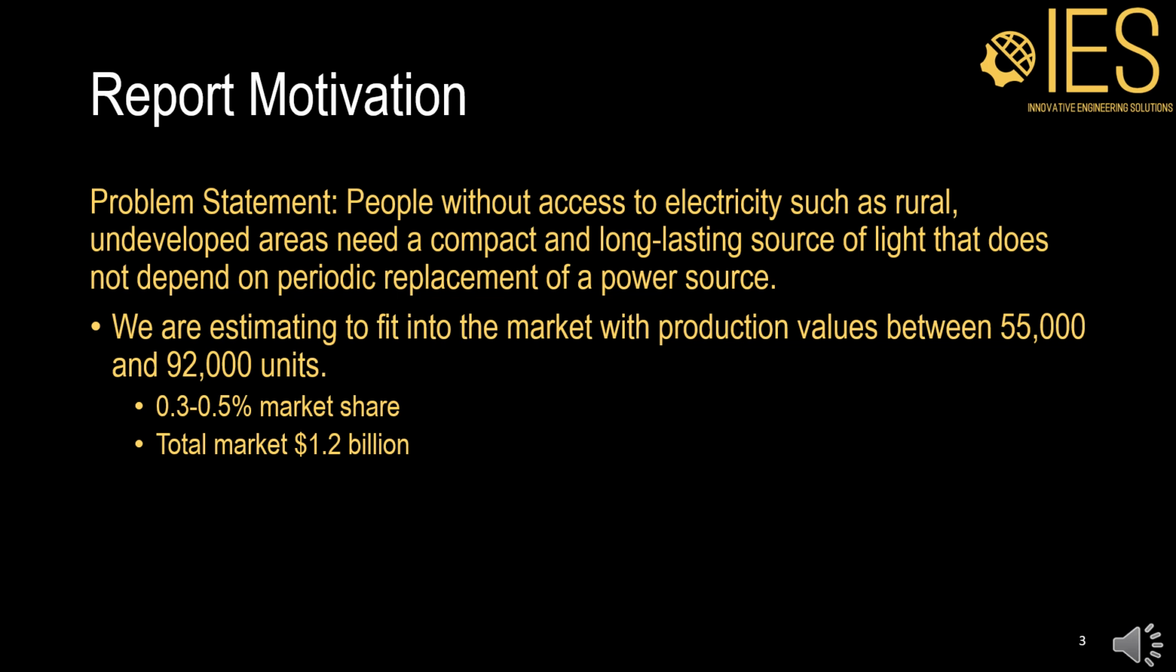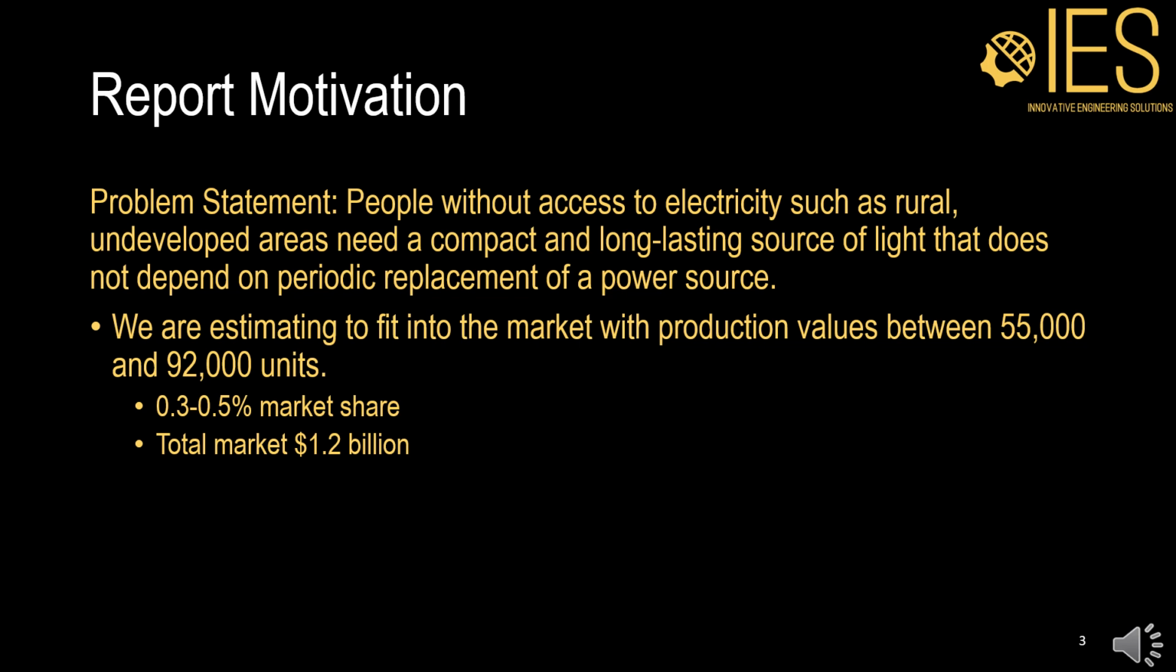This provides a brief overview of report motivations. This can be found within our problem statement, which is unchanged from the last report, and that would be people without access to electricity, such as rural, undeveloped areas, need a compact and long-lasting source of light that does not depend on periodic replacement of a power source.